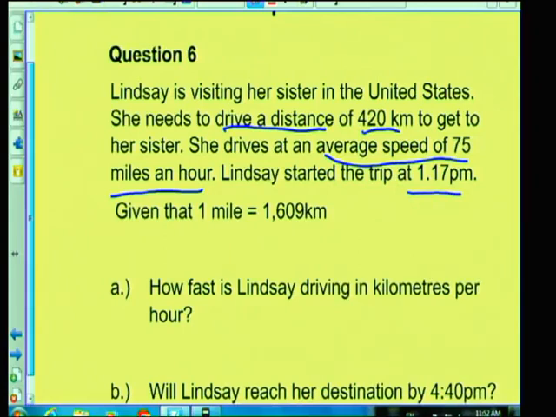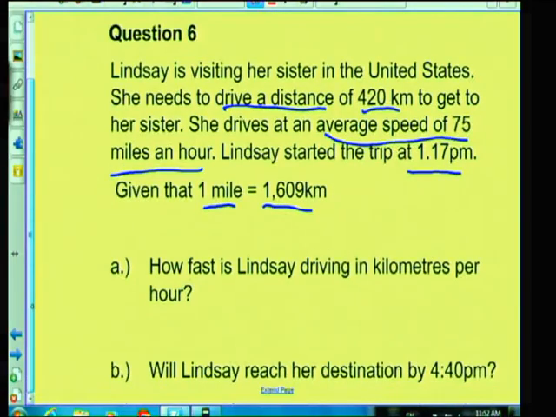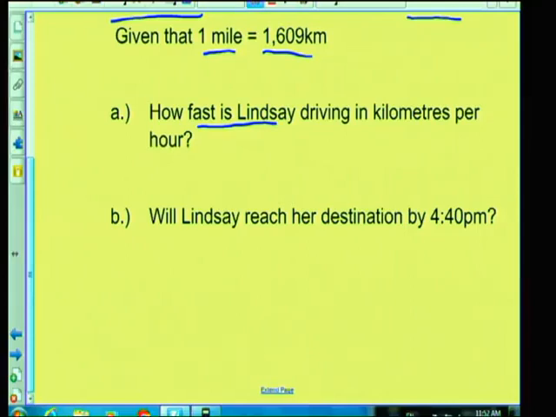We are given that 1 mile is 1.609 kilometers. First thing is, how fast is Lindsay driving in kilometers per hour? And the last question is, will Lindsay reach her destination by 4:40 p.m.?